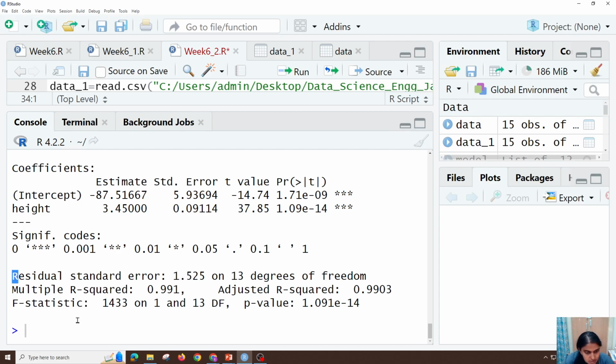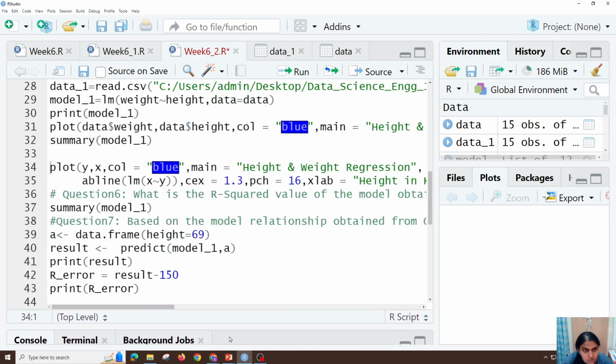Then you are getting the R squared value as 0.99 and the adjusted R squared also as 0.99, so it's very much close to 1. So you can say that based on the R squared value, your model has fitted very much nicely. Before doing this question, we can just see how the data looks like.